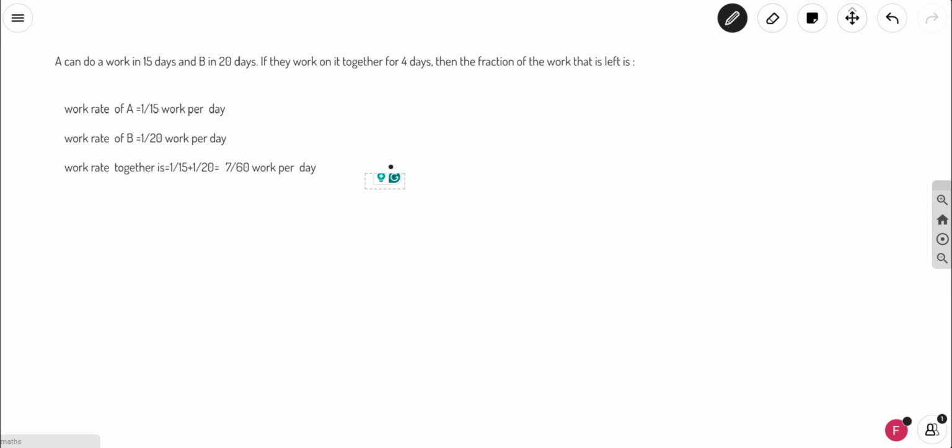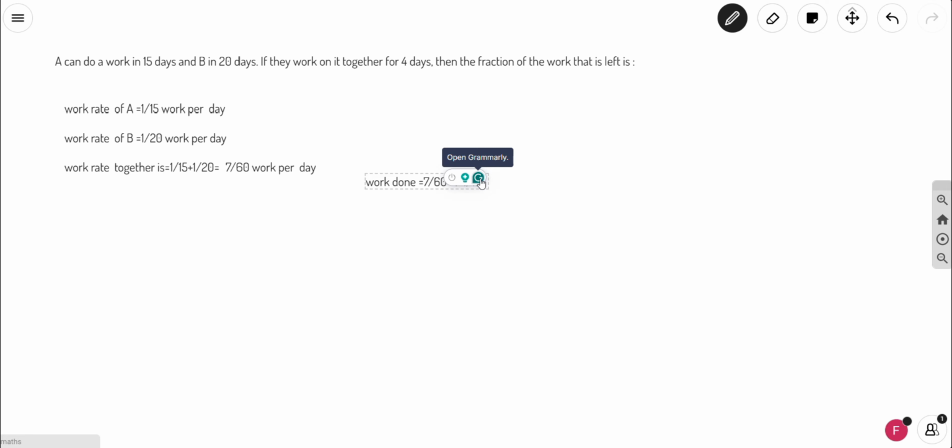Then we have to find, what the question says, if they work on it together for 4 days. So the work rate together is equal to 7 by 60 work per day. And the question says then the fraction of the work that is left is. So we have to find what work is left, with A and B working together. So we have to find the fraction of work done.